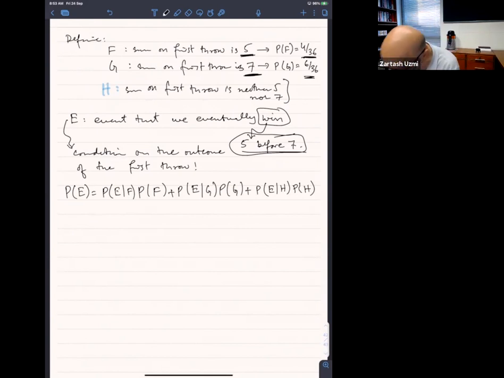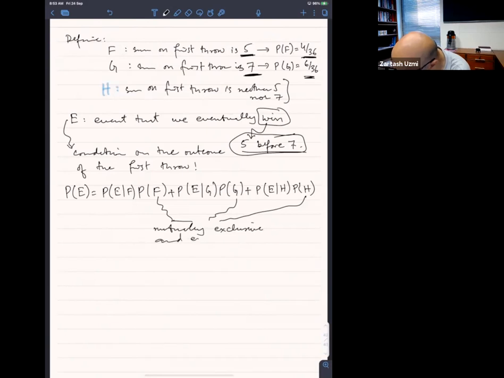Why did we write it this way? We can write it this way because, from the last lecture, this is the law of total probability. This can be written because F and G and H are mutually exclusive and exhaustive. You can draw the tree diagram and figure it out.